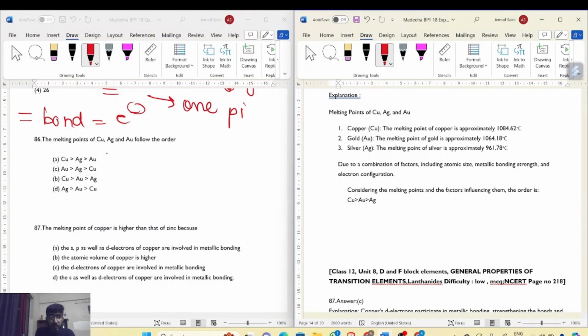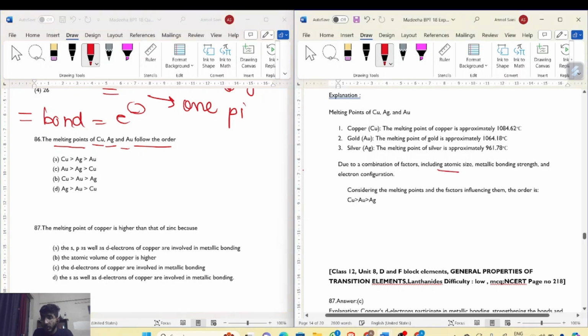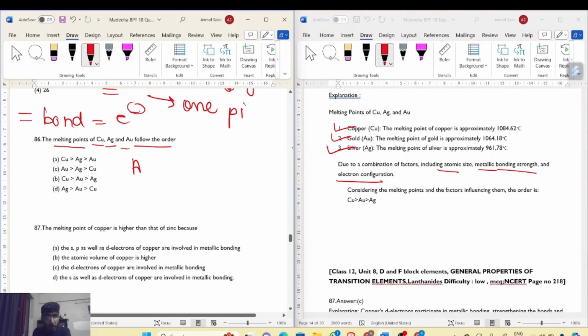Now question number 86. The melting point of copper, silver and gold follow the order. So we have to tell the order of melting point among copper, silver and gold. Melting point depends on various factors. The main factors are atomic size, metallic bonding strength and stable electronic configuration. By using these three factors, we can say that copper has the highest melting point, then followed by gold and followed by silver. Means the melting point is highest for copper, Cu, then for Au, and then for Ag.